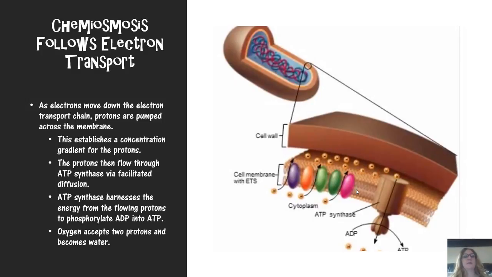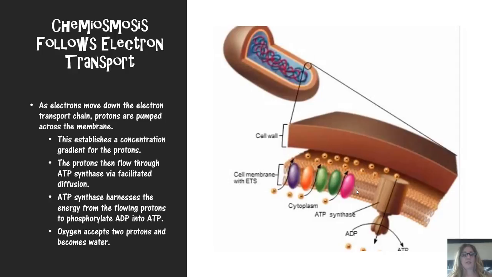So let me introduce the concept of chemiosmosis and electron transport. As electrons move down the electron transport chain, protons are pumped across the membrane. This establishes a concentration gradient for the protons. The protons then flow through the ATP synthase, which is shown here, and it does this through what we call facilitated diffusion. ATP synthase then harnesses the energy from the flowing protons, and it will use that energy to phosphorylate ADP into ATP.